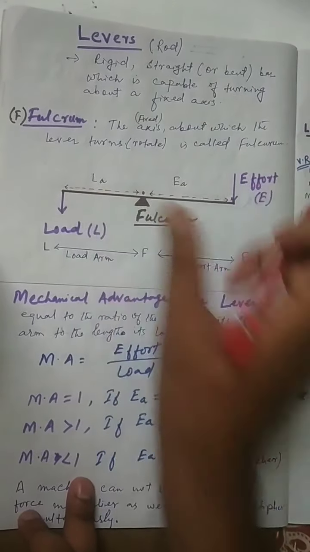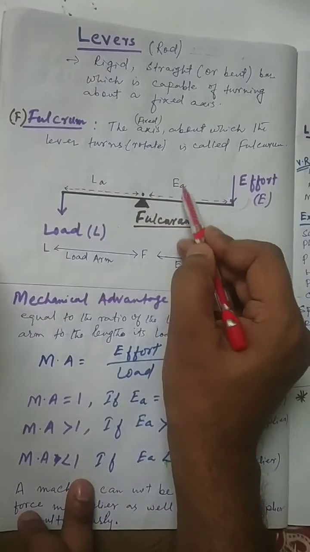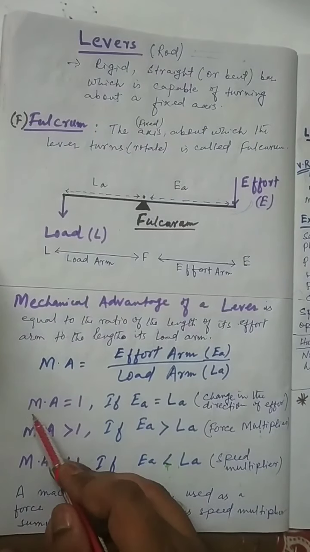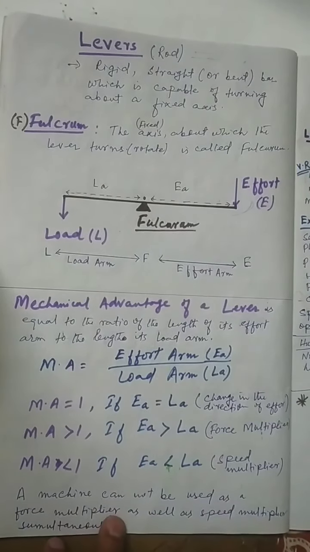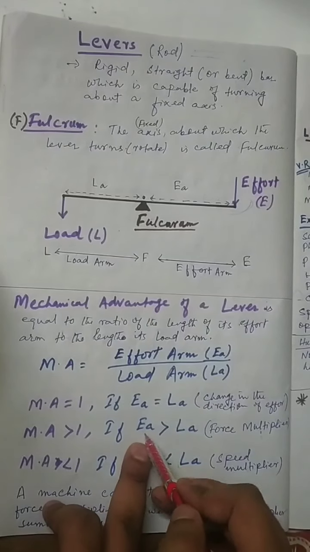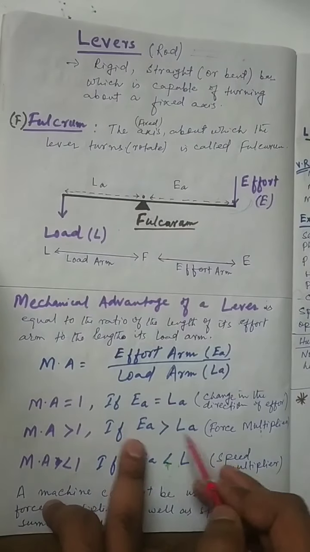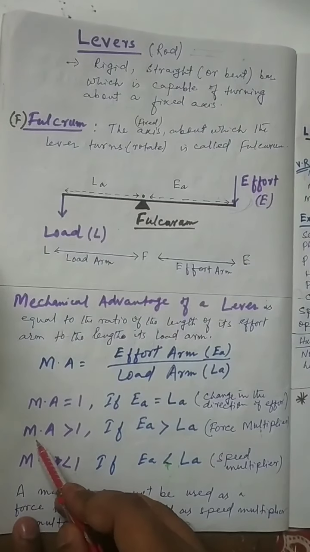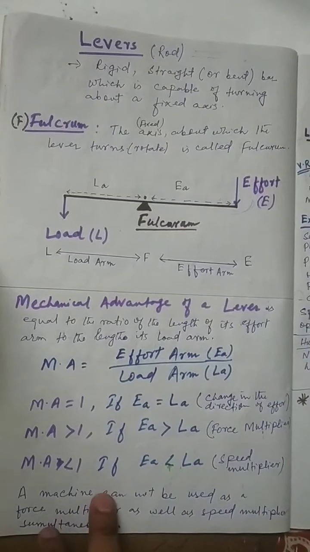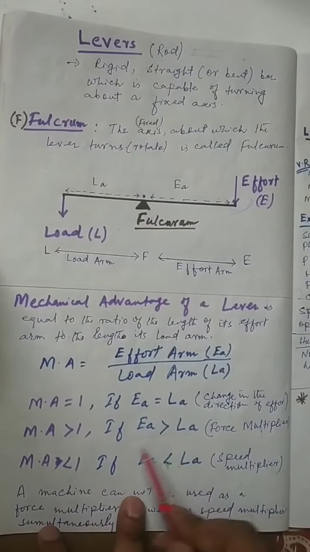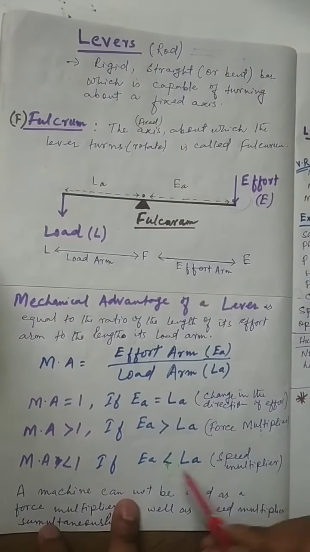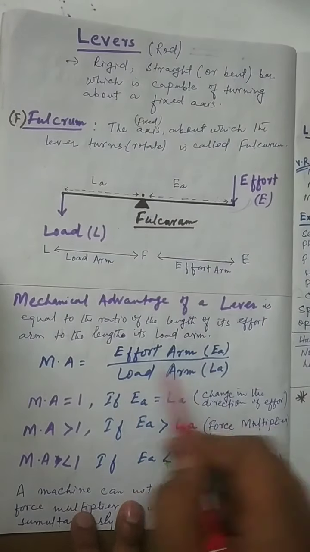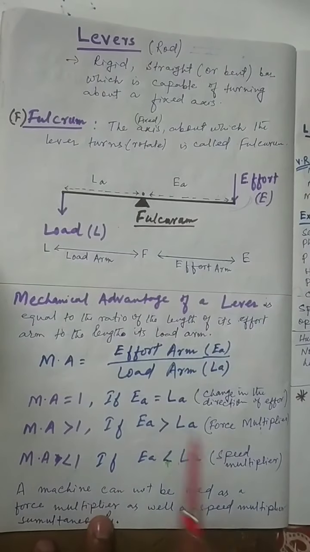If this is 100 centimeter, what happens? This is 50, this is also 50, then 50 by 50, these are equal, so we have mechanical advantage equal to 1. Okay. But if effort arm is greater than load arm, then we get mechanical advantage greater than 1. And if effort arm is less than the load arm, it means load arm is greater, then mechanical advantage will be less than 1.